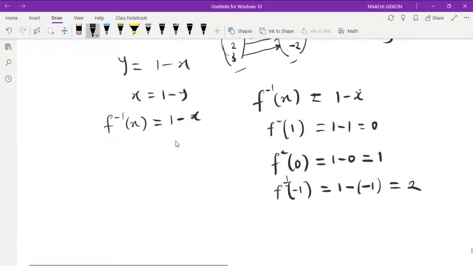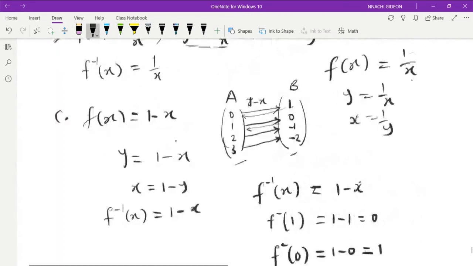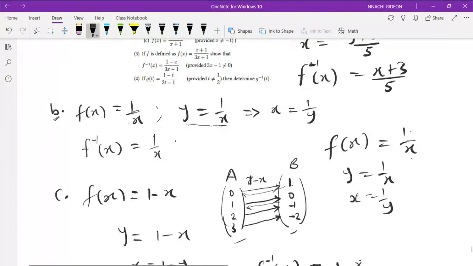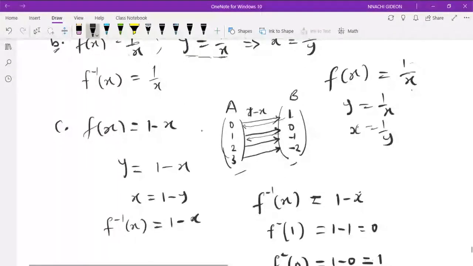If I take the last one, which is negative 2, I'm going to have 1 minus minus 2 equal to 3. So at this point, we establish that the inverse function looks exactly like the normal function. This is the defined function, and this is the inverse function here.